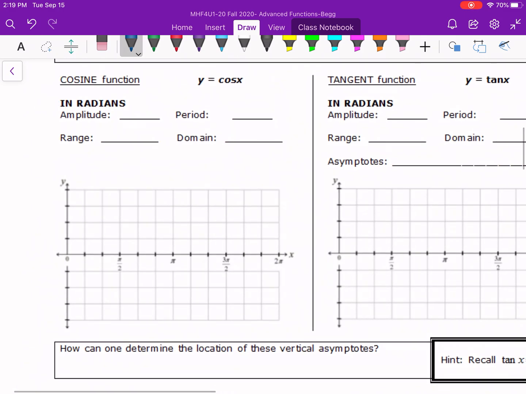Cosine function, you may remember, uses the same maximum of +1, minimum of -1, still has one full cycle in 360 degrees, or 2 pi radians, I should say. But it starts at 1, the maximum, hits the x-axis at pi over 2, the minimum at pi, x-axis again, and back where we started at 2 pi. So it's got that same wave form to it, but it just starts at a different place.